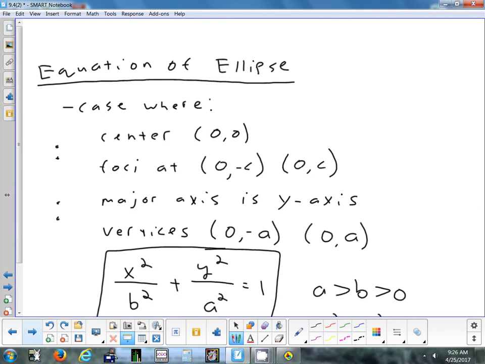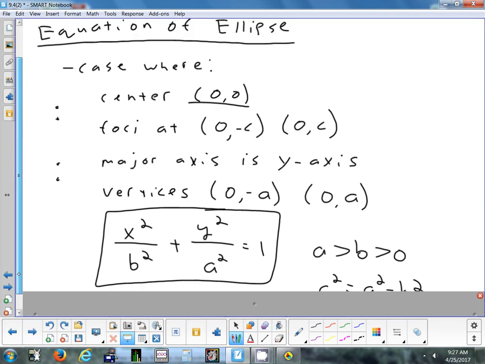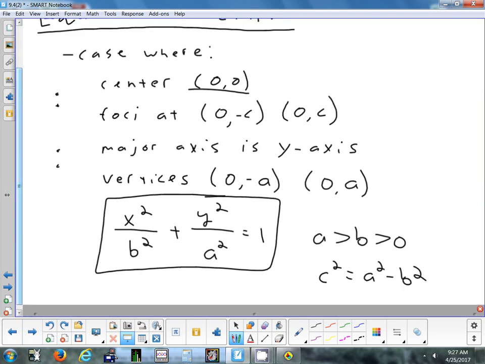So the foci are C units above and below the center. The vertices are A units above and below the center. And if you think of it the way that I just said it, that's going to help when we shift it. The vertices are always A units away from the center, wherever the center is, even though in this case it's still going to be 0, 0. Just like before, A is bigger than B, and B is greater than 0, so A and B are both positive, and A is always the bigger number. And C squared still equals A squared minus B squared.